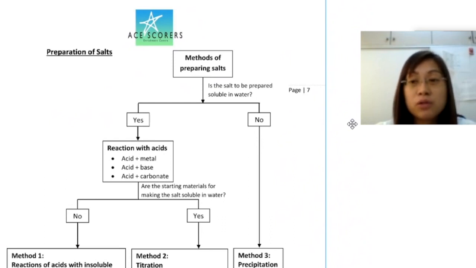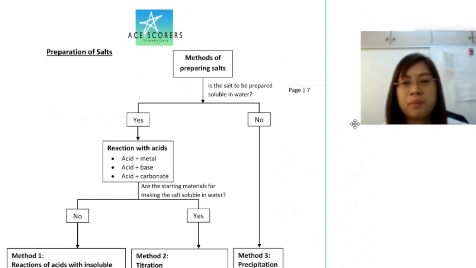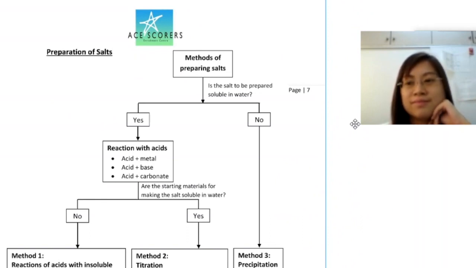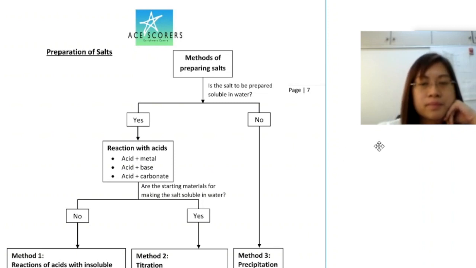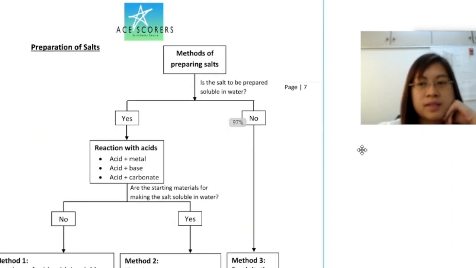And in fact, when you do titration, you're actually making either the group 1 soluble salt or ammonium salt. Because when you talk about soluble salts, there are many different types. Some of them are non-group 1 soluble salts, some are group 1 soluble salts. But if you want to make a group 1 soluble salt, you can only use the titration method. Okay?